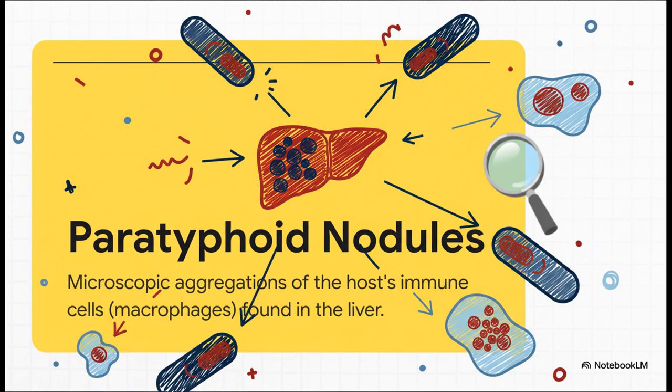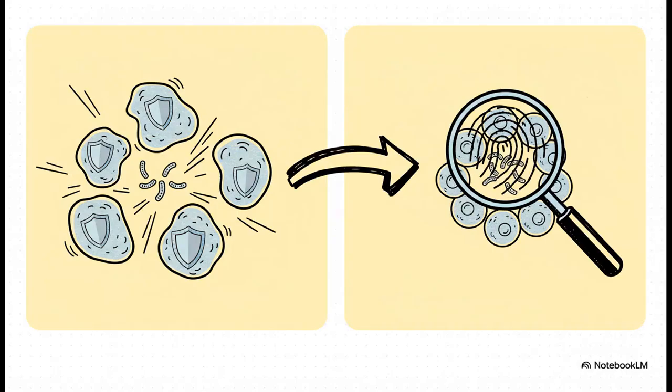So what exactly is this signature? Well, it's something called a paratyphoid nodule. And this might sound like it's a colony of bacteria, but it's not. It's actually a tiny cluster of the host's own immune cells, these macrophages and histiocytes that have all gathered together to try and fight the invasion. This really shows you the battle that's happening at the cellular level. The immune system's goal is to surround and contain the Salmonella. And the result of that tiny skirmish is the formation of these nodules. They are, quite literally, the microscopic fingerprint left behind at the scene, proving our culprit was there.